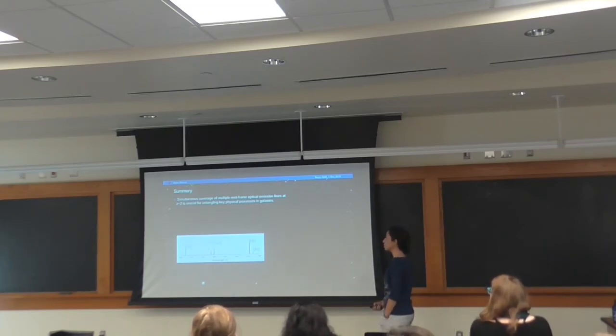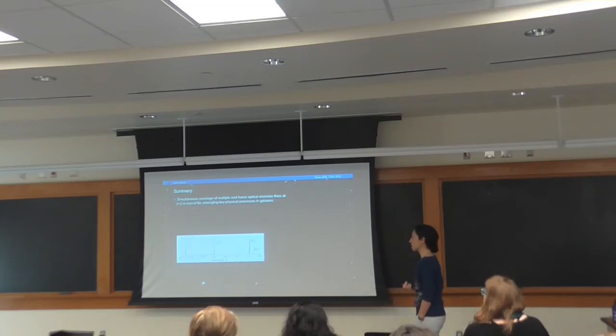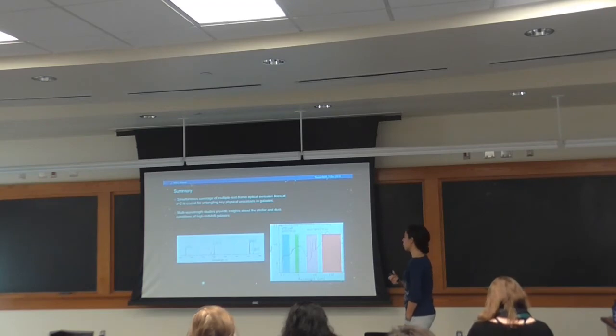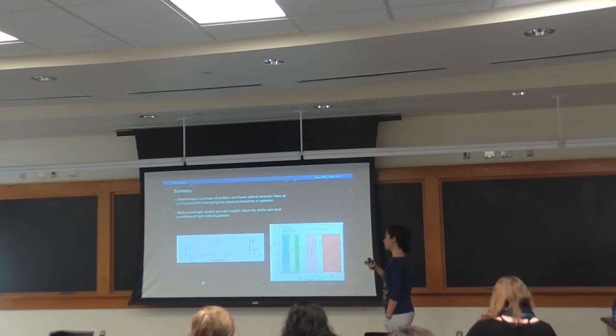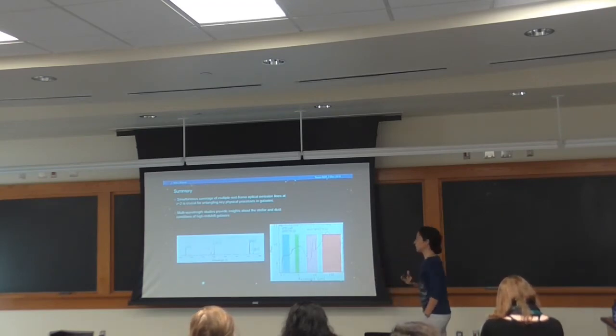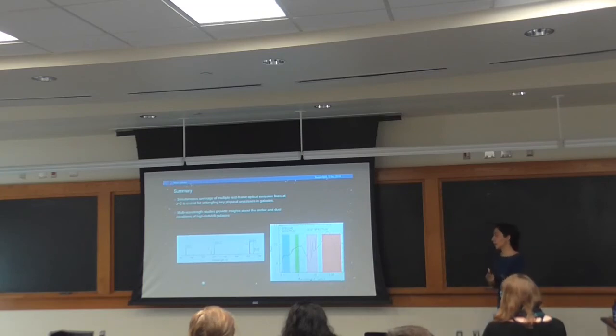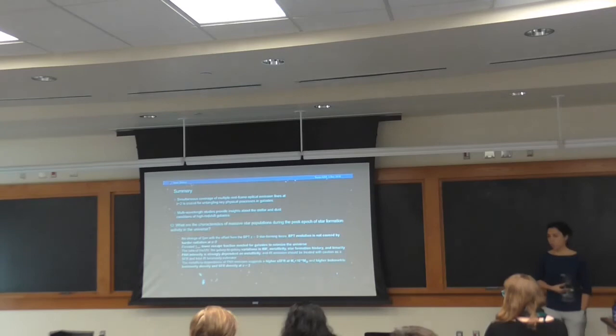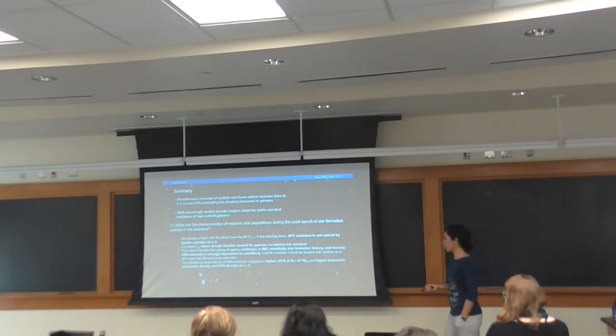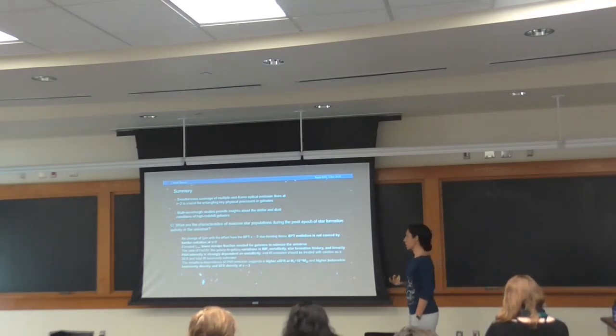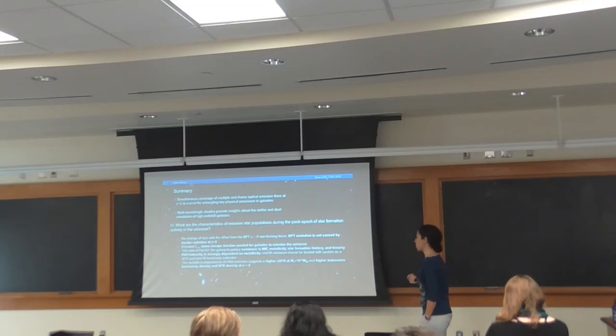So in summary, I showed you how simultaneous coverage of multiple rest-frame optical emission lines at redshift 2 is crucial for untangling key physical processes in galaxies. How by having multi-wavelength studies, we can get insight about the stellar and dust components of high redshift galaxies. And going back to the question that I started from, what are the characteristics of massive star populations at redshift of about 2?